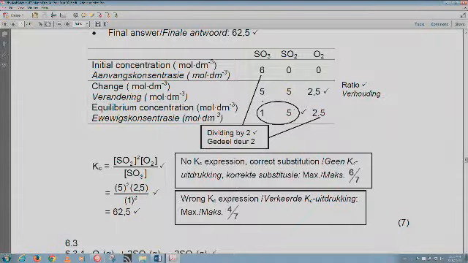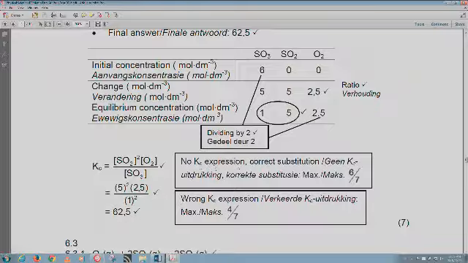The fourth mark there would be for equilibrium concentration of SO3 and SO2, where for SO3, its initial concentration minus change, and then for SO2, its initial concentration plus change. If those are correct, you get the fourth mark there. And then the fifth mark is for the correct KC expression. Please include the squared again for the concentration of SO3. And then for the correct substitutions of the concentrations there is the sixth mark, and then the seventh mark there is for the correct answer there.